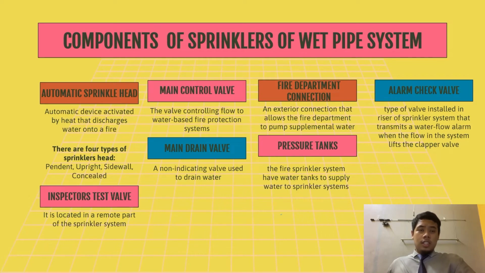Components of the wet pipe fire sprinkler system. The first one is automatic sprinkler's head. Automatic sprinkler's head is a device activated by heat that discharges water onto a fire. An automatic sprinkler is a fire suppression or fire control device with a heat activated element.